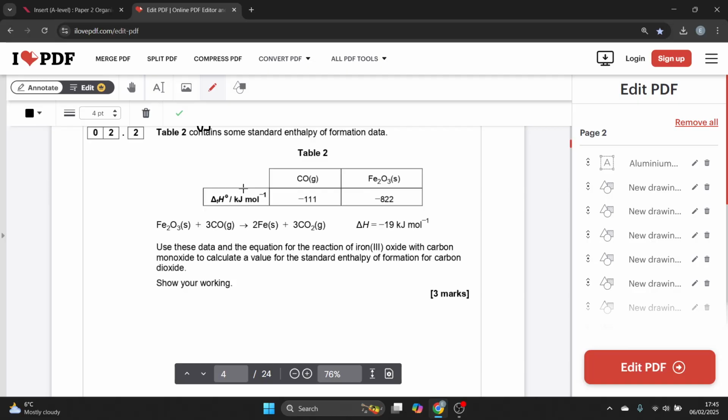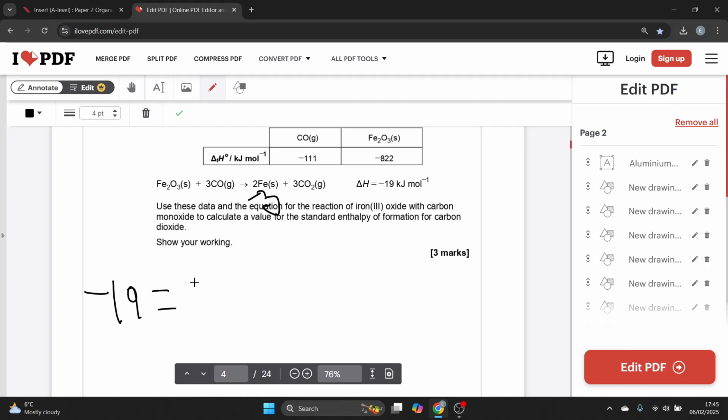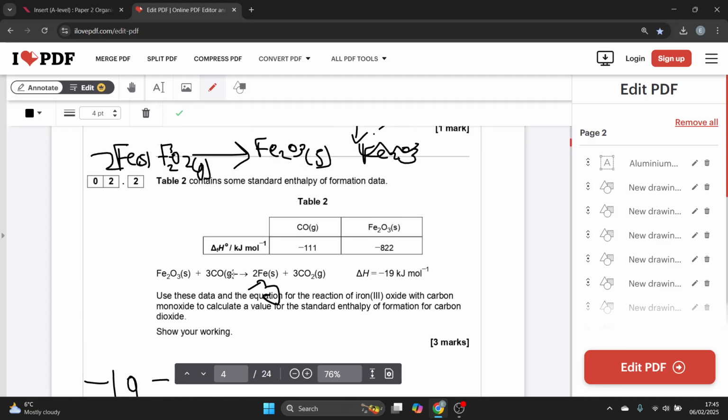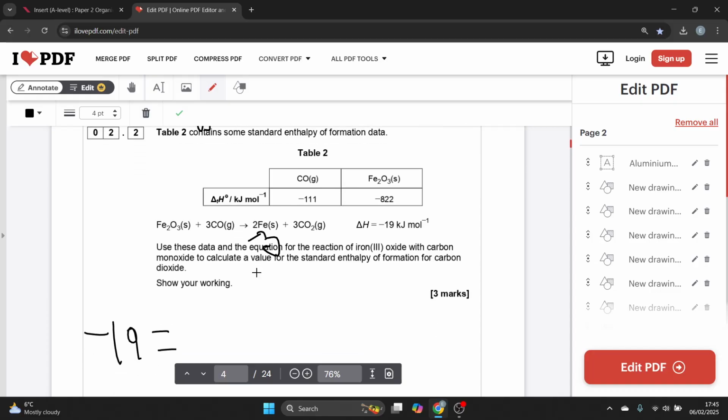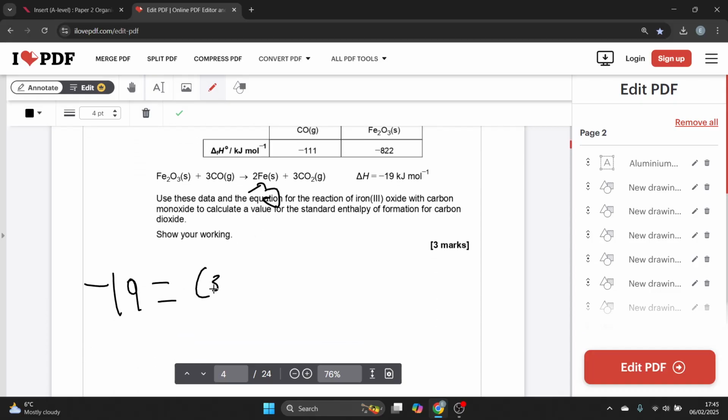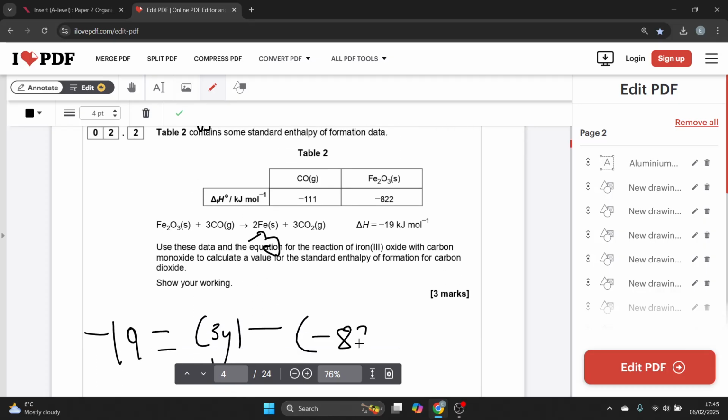Standard entropy of formation for carbon monoxide. Okay, so I know delta H is minus 19, so I'm going to set the equation. Minus 19 equals, well, iron is always going to be 0, so plus 3 CO2. I'm going to find y for carbon dioxide. Because it's entropy of formation, entropy of products minus entropy of reactants, so it's going to be minus 19 equals 3y minus entropy of reactants, so minus 822 plus minus 333.